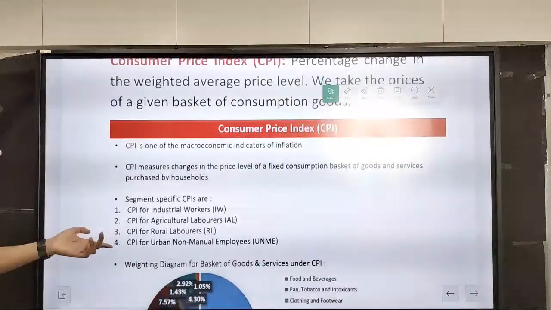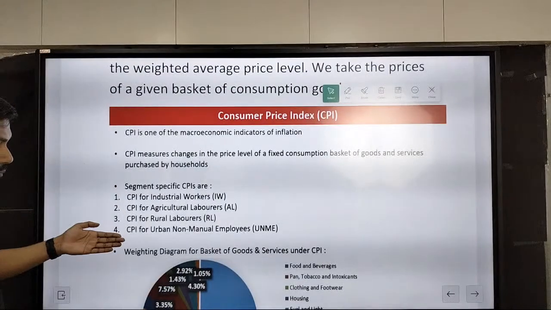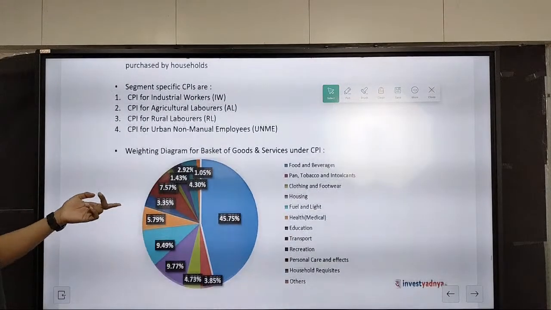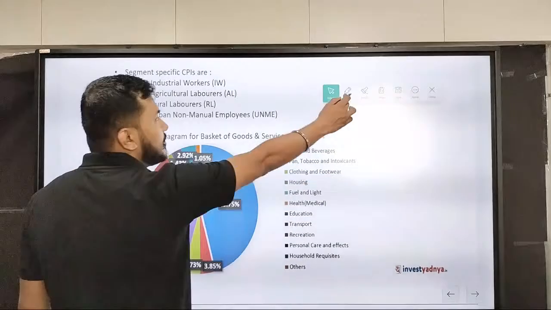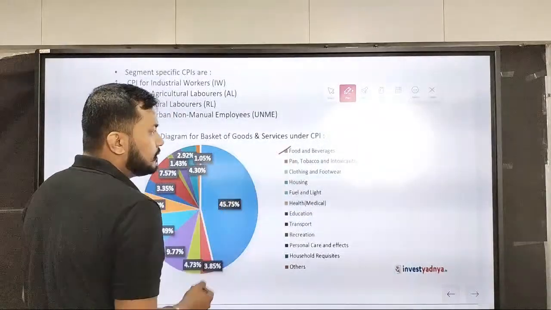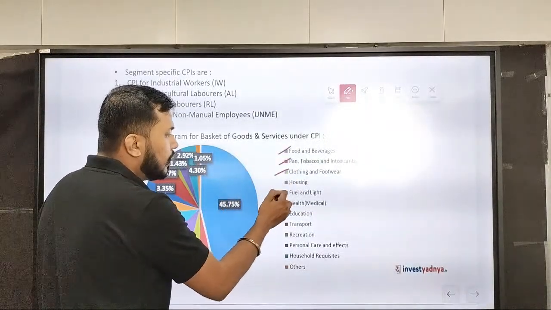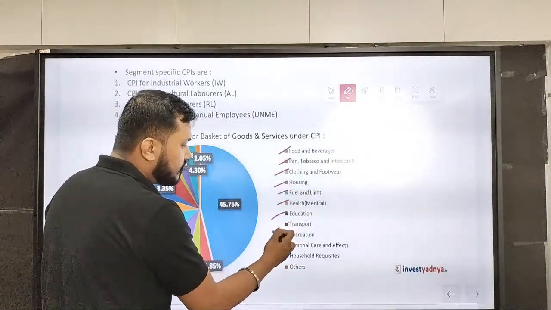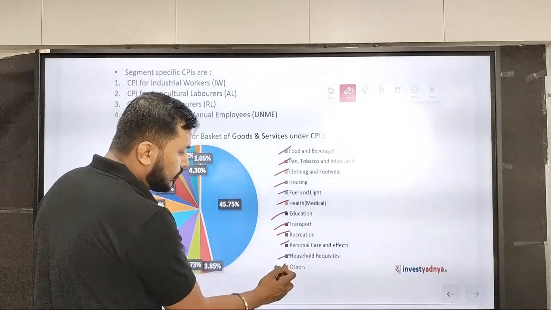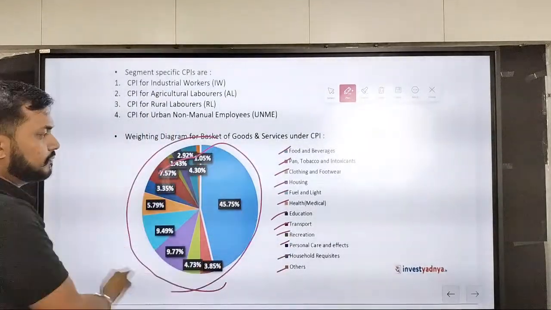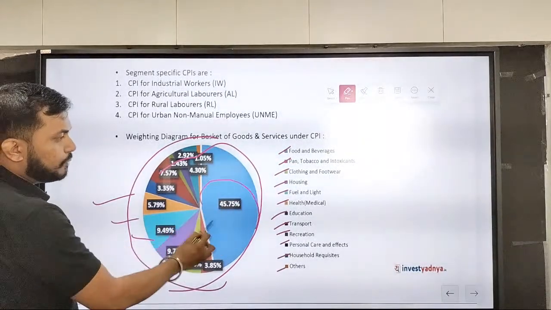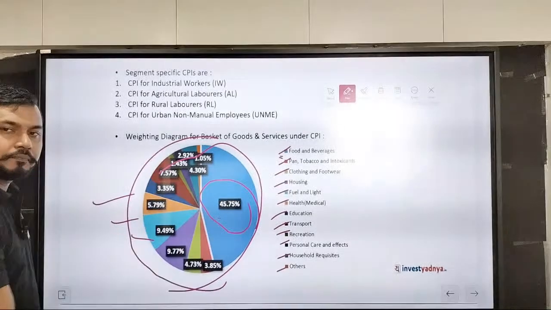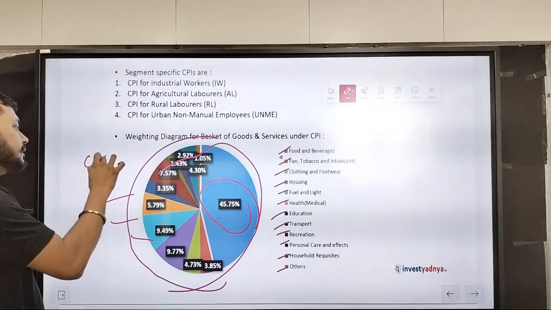Okay, here is a chart that I have written. You can see the weight diagram for the basket of goods and services in the CPI: consumer goods, foods and beverages like pan and tobacco, clothing, housing, fuel and light, health, education, transport, recreation, personal, household requisites, others. You can see how much weight each one has. Okay, 45.75% is foods and beverages, you can see. That is basically the CPI, whose base year is 2012 now.